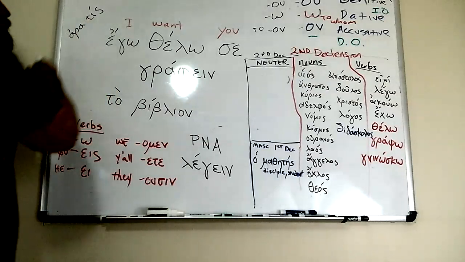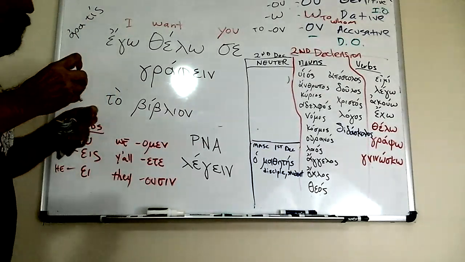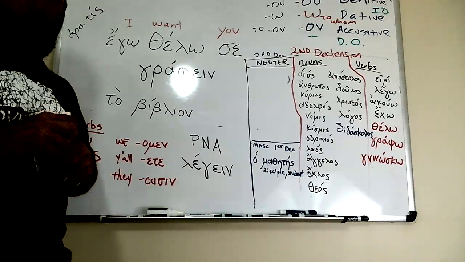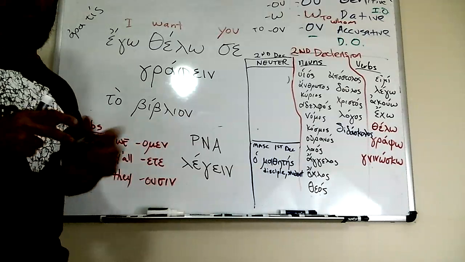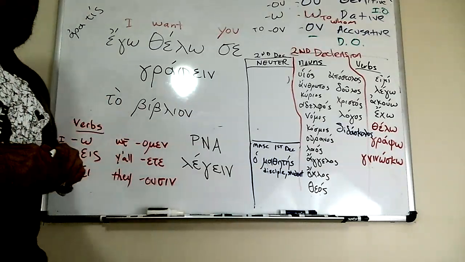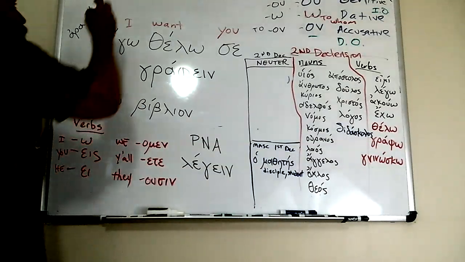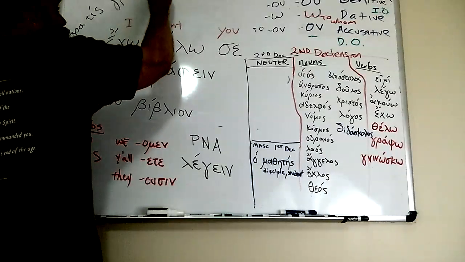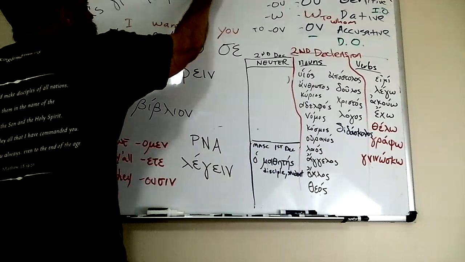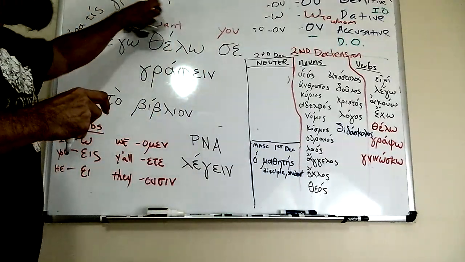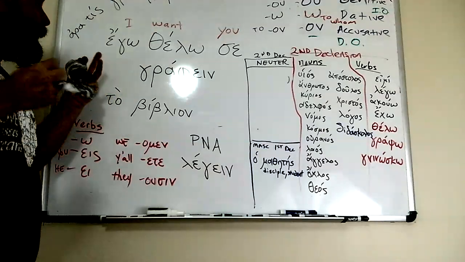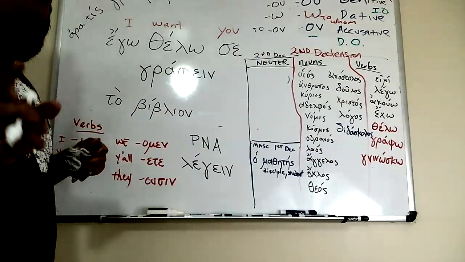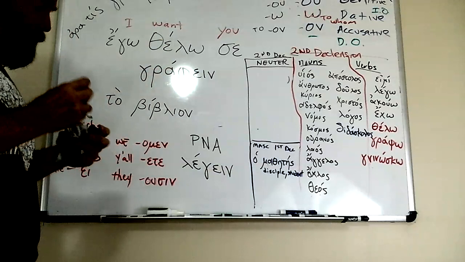Let's see, where are we going with that? Okay, so aratis. Not graphein. Actually, you would use the third person singular, so you'd use the he form. Graphe, yeah, graphe. So aratis graphe to biblion, with a question mark at the end. It would be like, who writes the book? And then I can say, ego thelo se graphein to biblion. I want you to write the book.